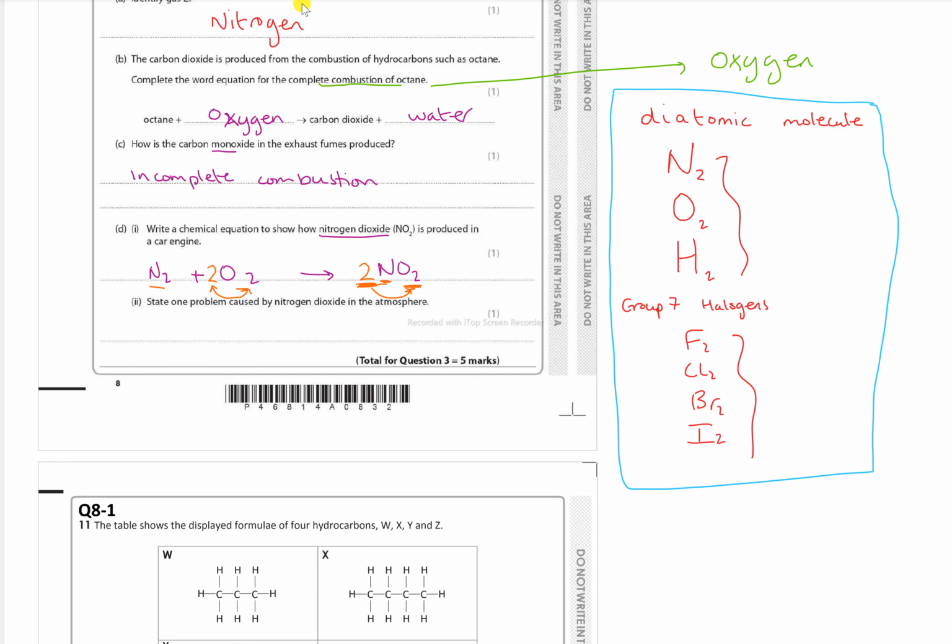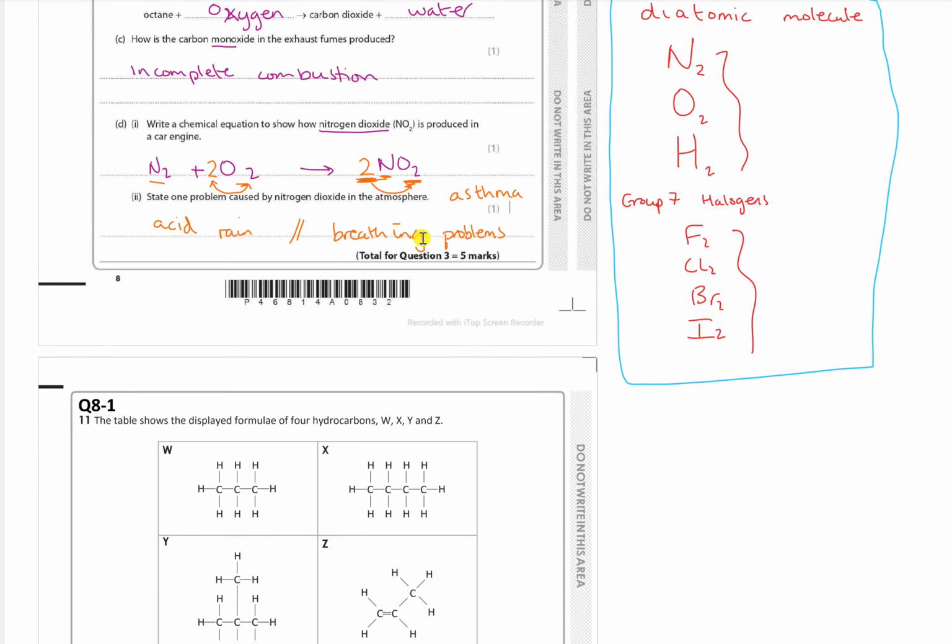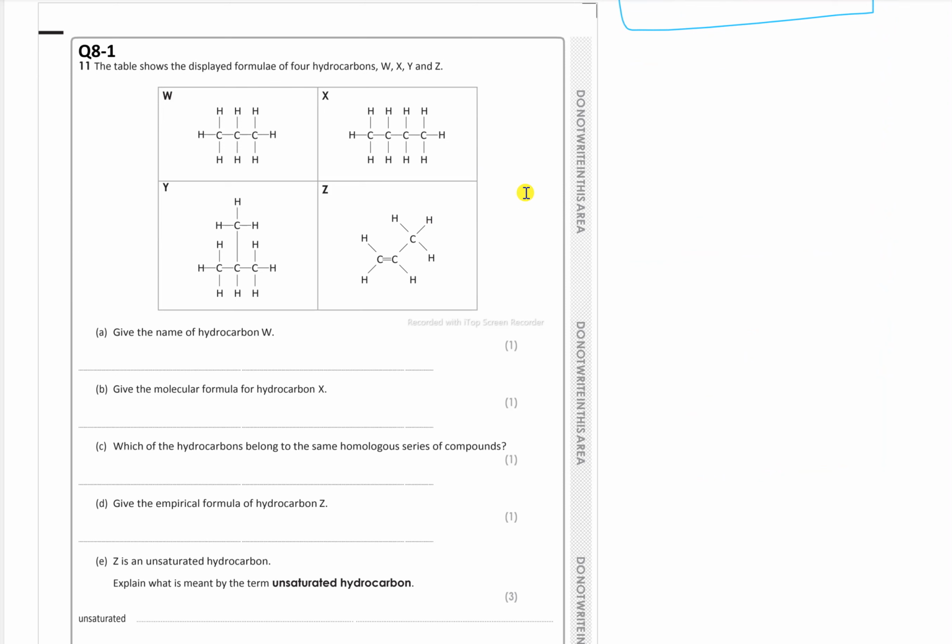State one problem: it causes acid rain. It can also cause breathing problems, for asthmatics. Breathing problems. We call it asthma. Right, okay, there you go.